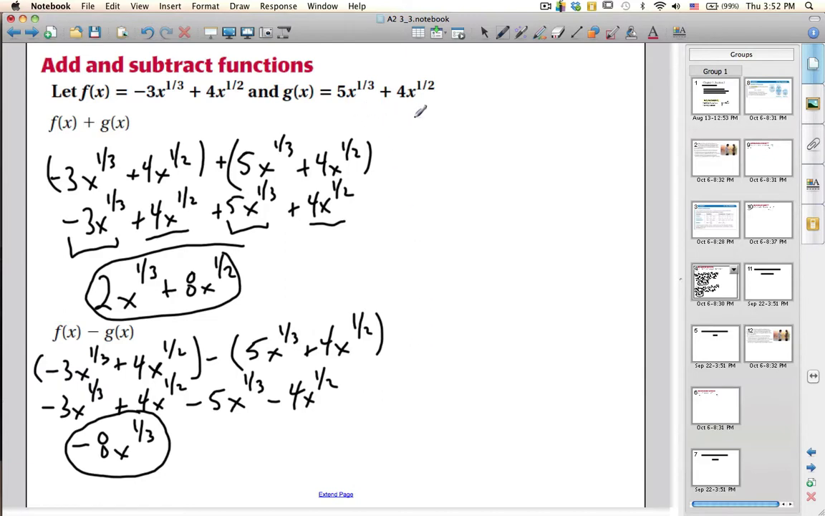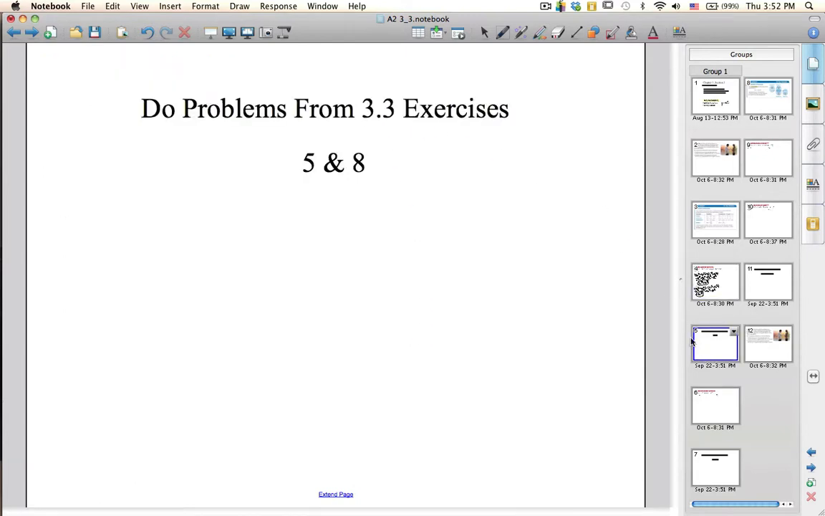Okay, so that should be very familiar to you. These are the problems I'd like you to do for practice. Do problems 5 and 8, and then come on back to the lecture.